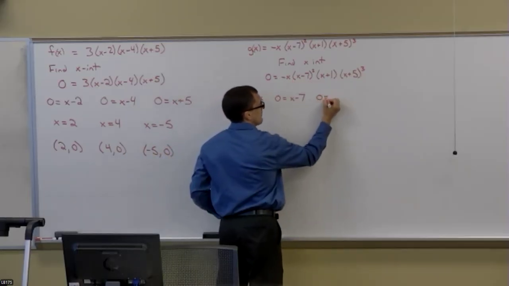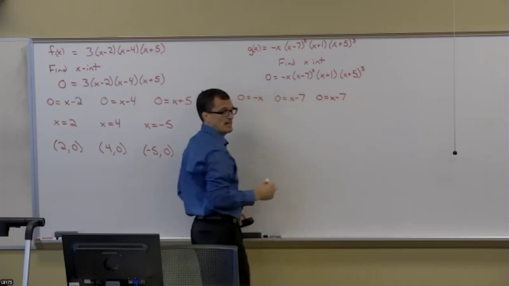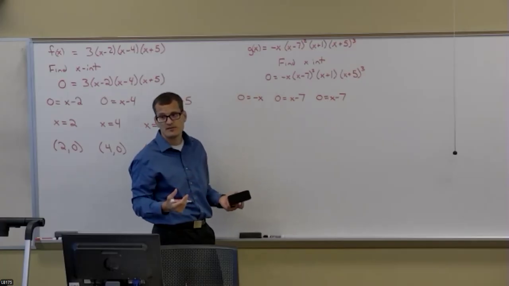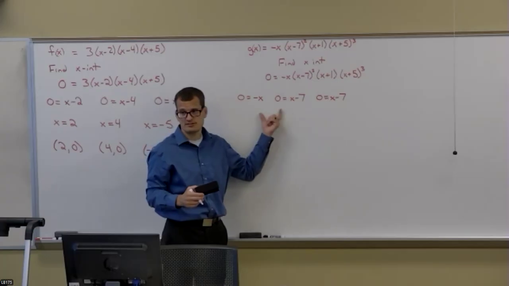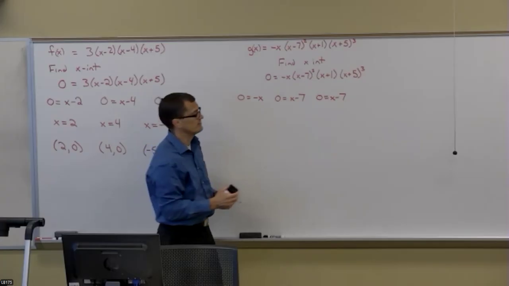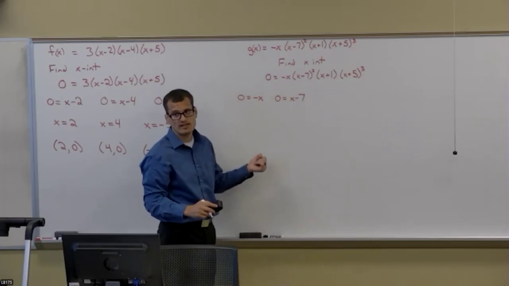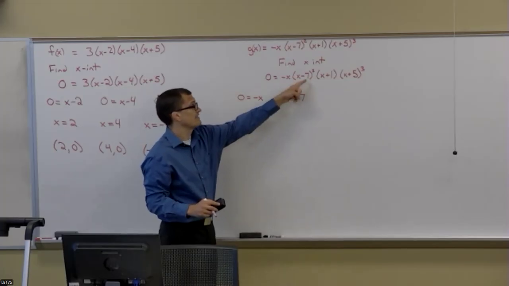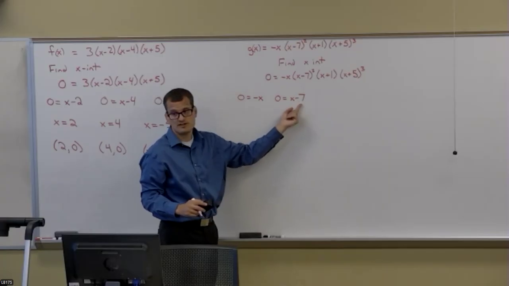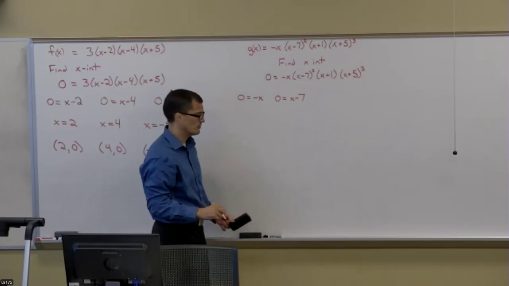If I did 0 equals x minus 7 again, you can see that I'm going to get the same value. So I don't need to repeat factors when I write them down as zeros and x-intercepts. Does that make sense? So I can just write down x minus 7 is equal to 0 once and be good with it. By the way, we say that this is going to have multiplicity 2, because there's 2 factors of x minus 7. We'll talk about multiplicities in a little while.